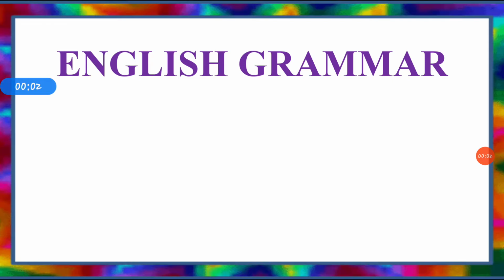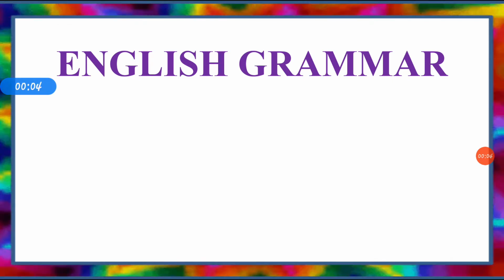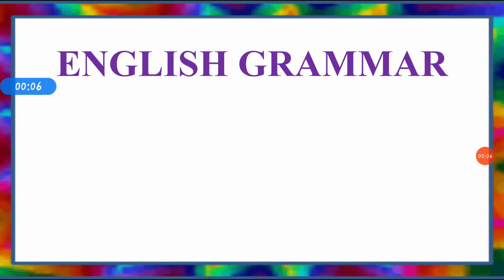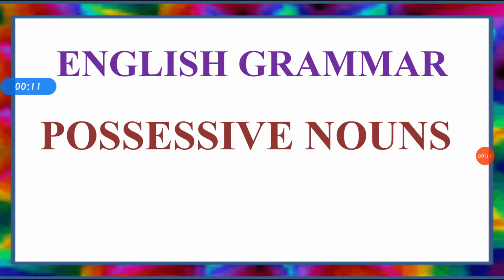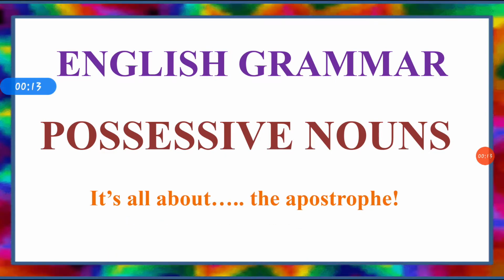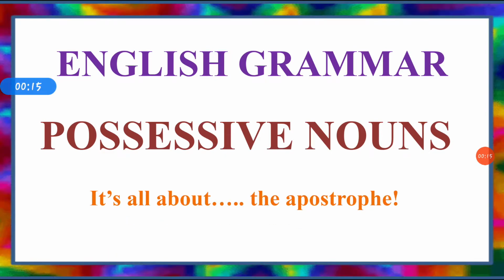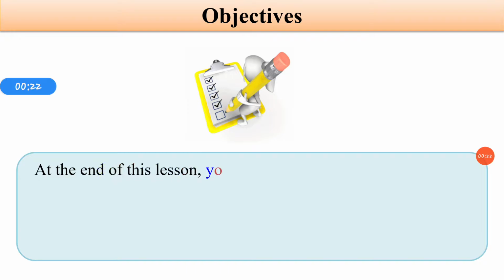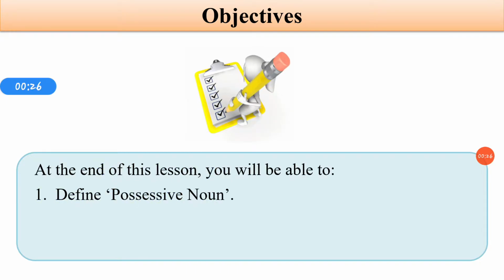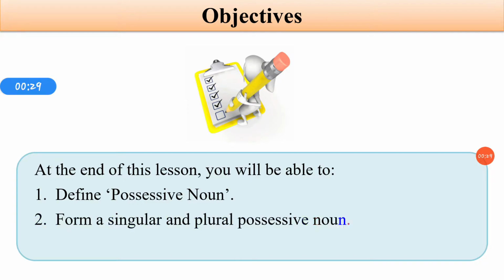Afternoon students, today we are going to learn a new topic in English grammar and the topic is possessive noun. It's all about the apostrophe. Here are some objectives. At the end of this lesson, you will be able to define possessive noun and form a singular and plural possessive noun.